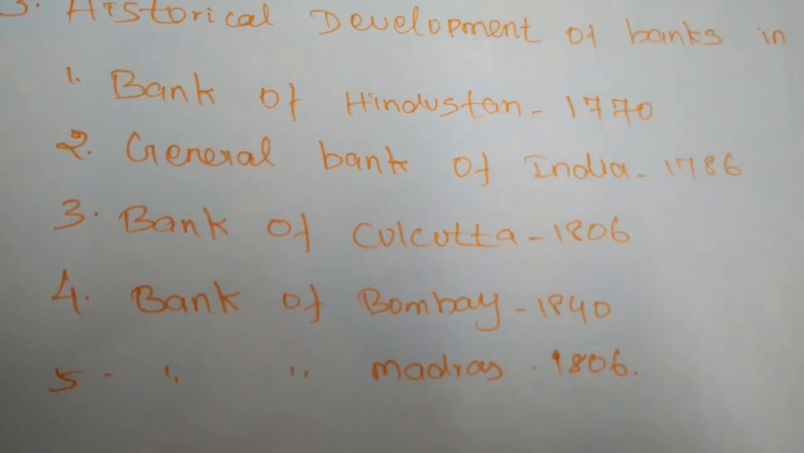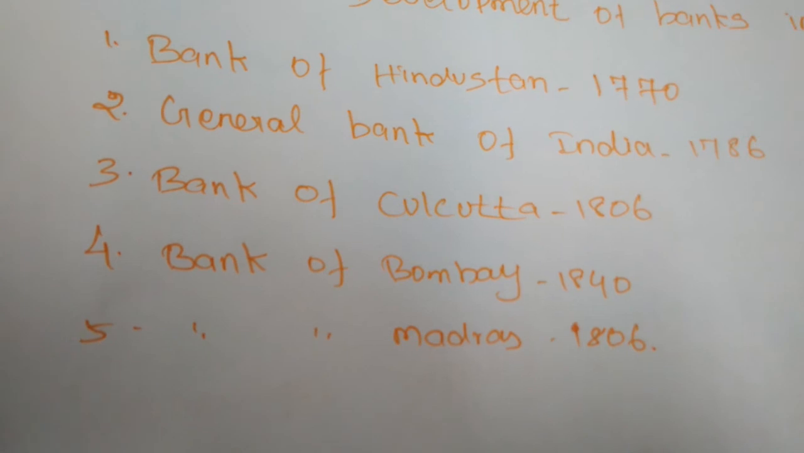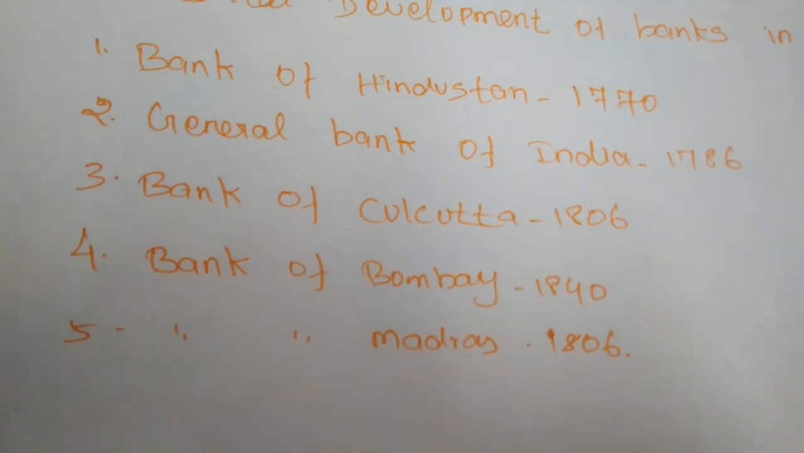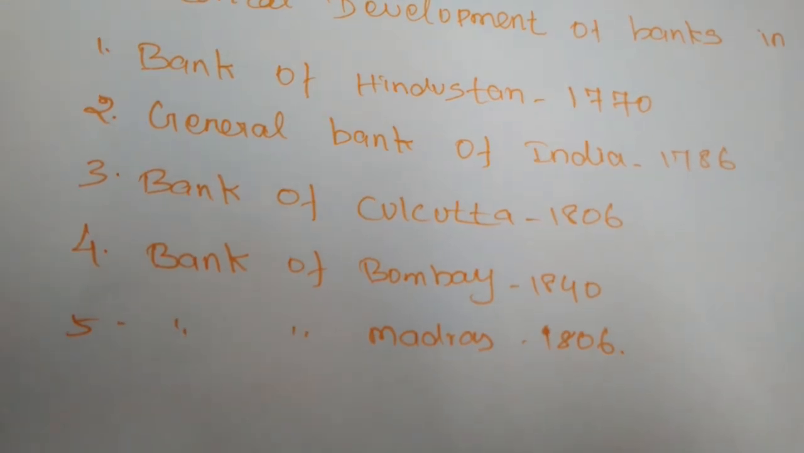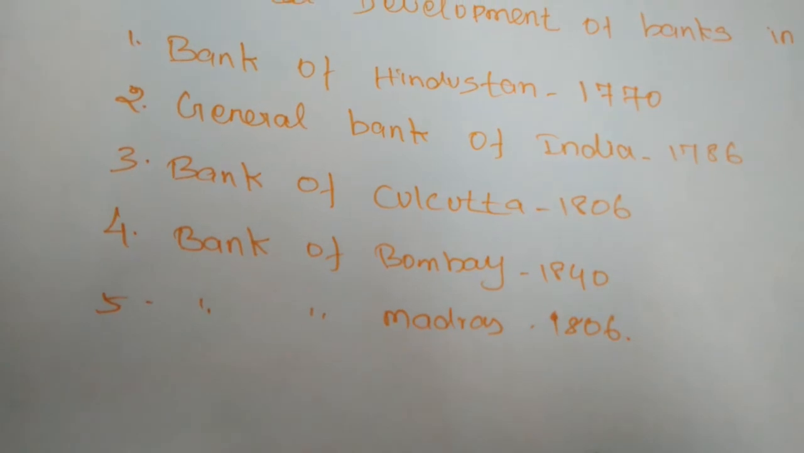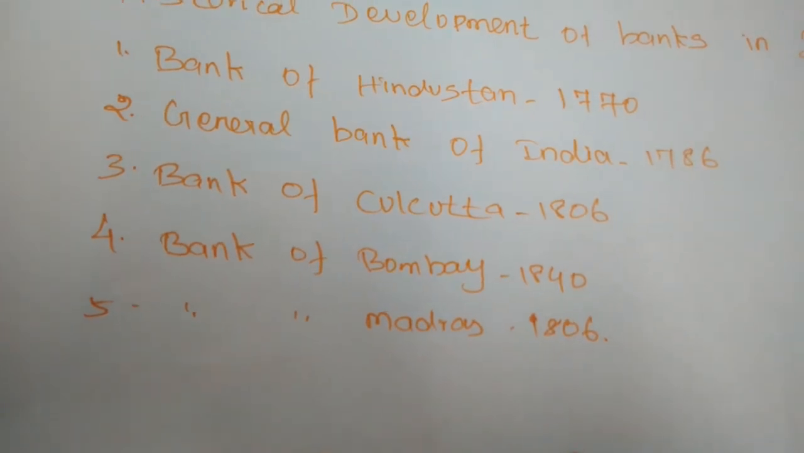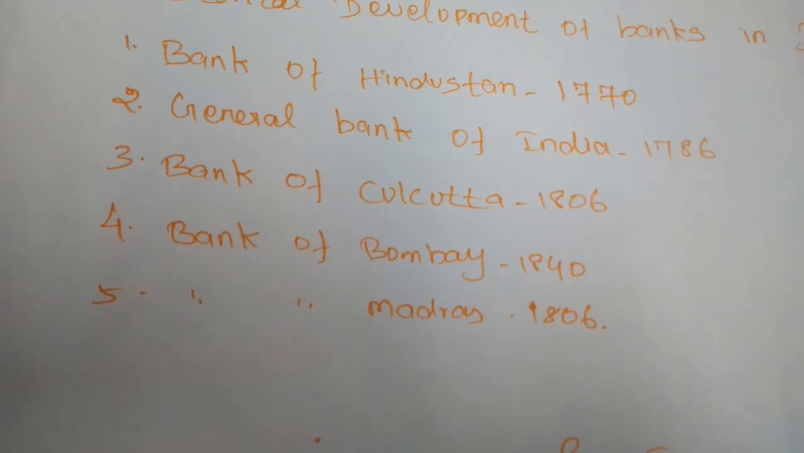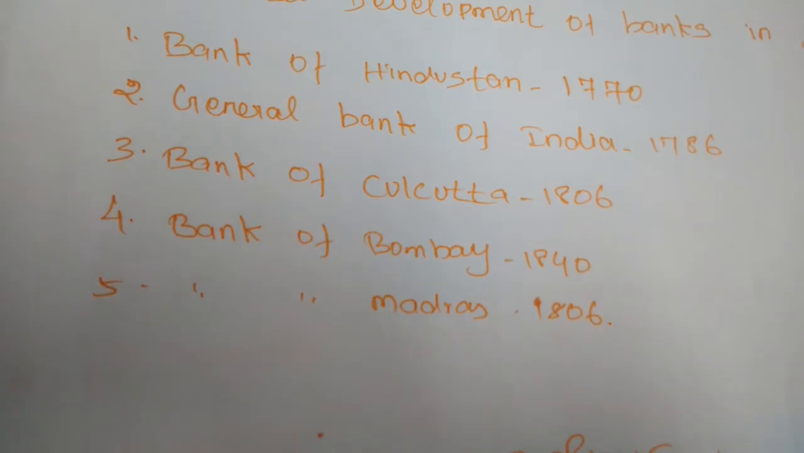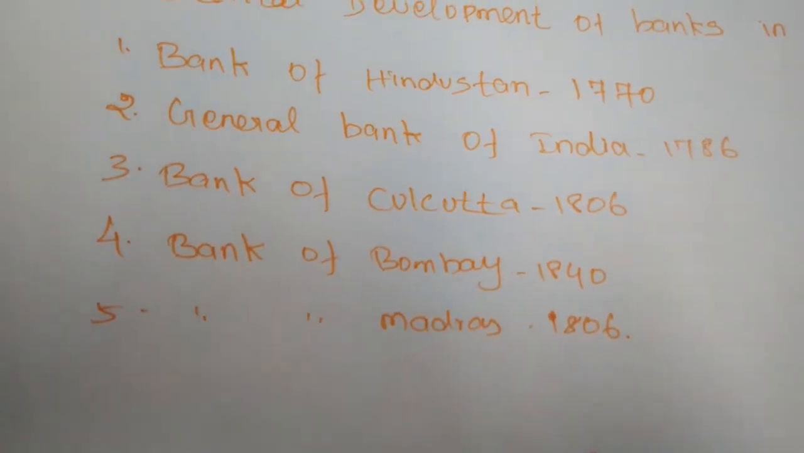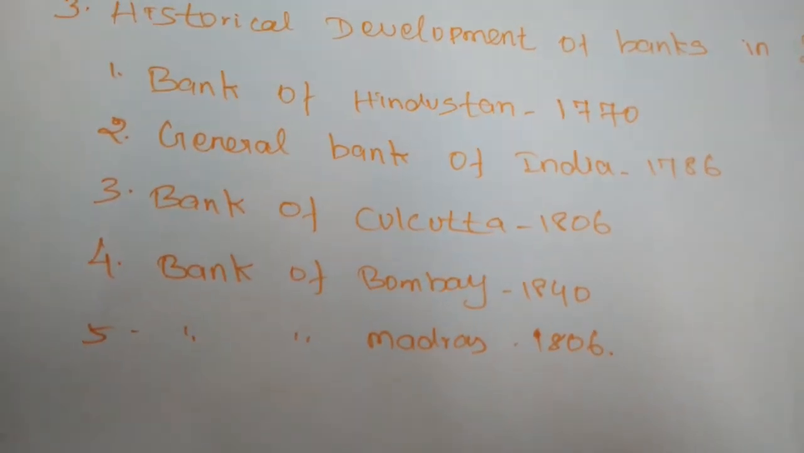Next, the Bank of Calcutta was the first joint stock bank, established in 1806. It was renamed the Bank of Bengal in 1809. Next, the Bank of Bombay was established in 1840 and the Bank of Madras in 1843. These banks are called the presidency banks. The Bengal, Bombay, and Madras banks are considered the presidency banks.